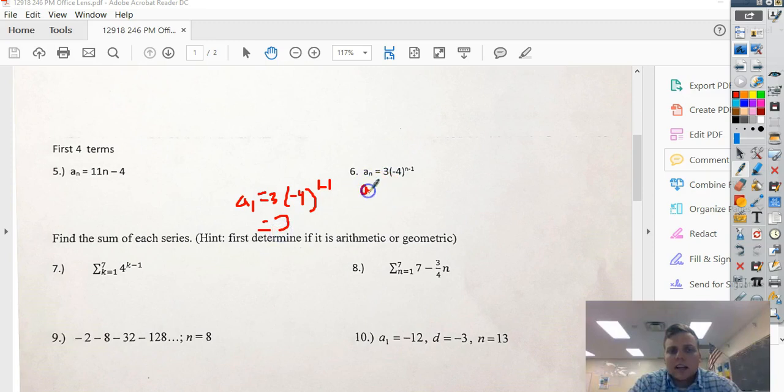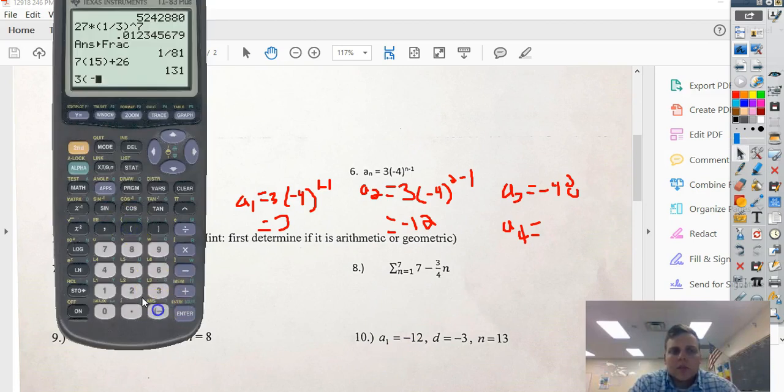All right, then for your second term, you're just going to plug in a 2. Negative 4 raised to the 2 minus 1 gives you negative 4 raised to the first, which is just negative 4. 3 times negative 4 is negative 12. Then you can keep doing this, and you get that the third term is negative 48. And then the fourth term, which is, I actually don't know this off the top of my head.